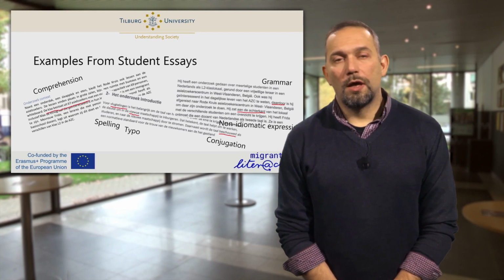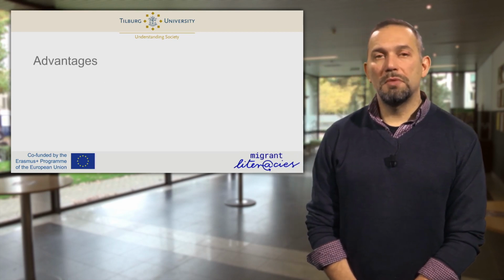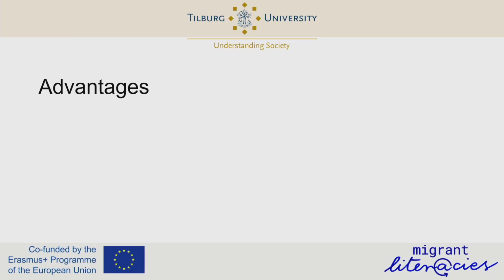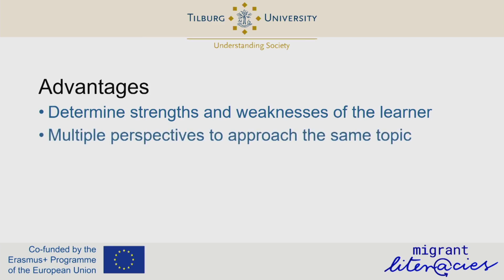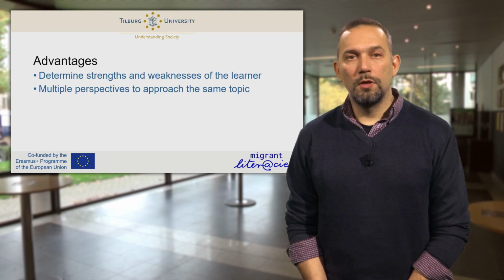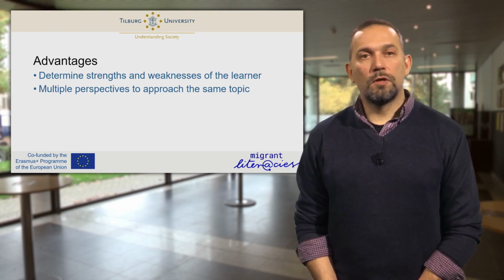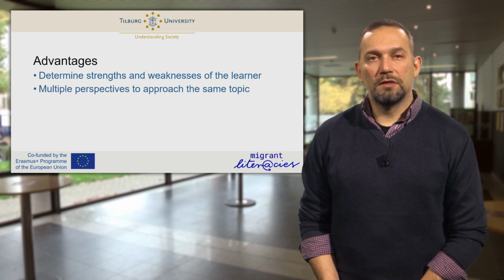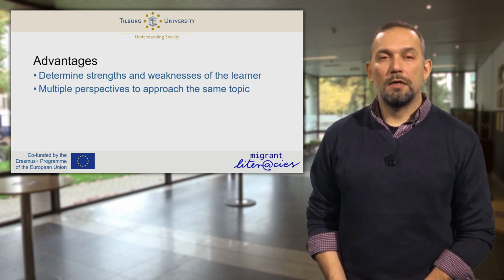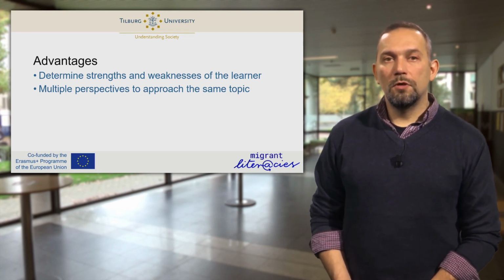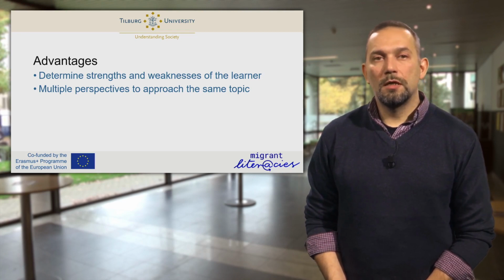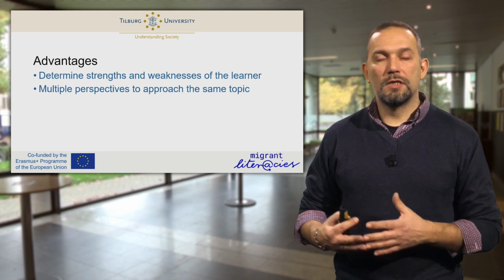But what can we say now about the advantages that a criterion-based assessment has? First of all, it helps us in determining the strengths and the weaknesses of a learner. Second, there are multiple perspectives to approach the same topic. In fact, as we were carrying out our workshop, we could see that we could first of all understand whether a complex scientific text had been understood by our students. Second, whether they could sum it up. And third, whether they could use an appropriate register that was qualifying it as a scientific text.